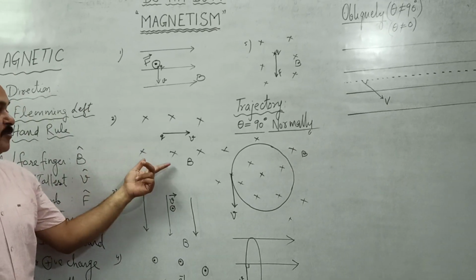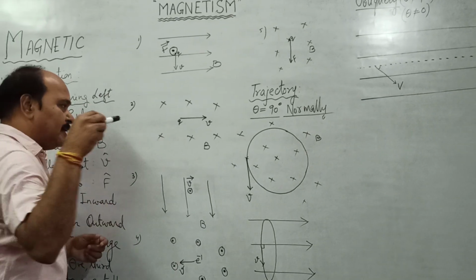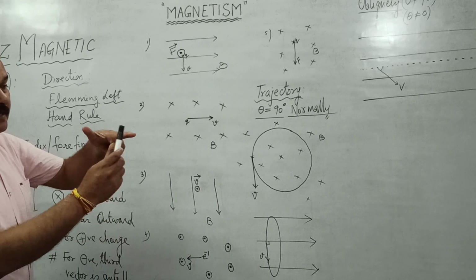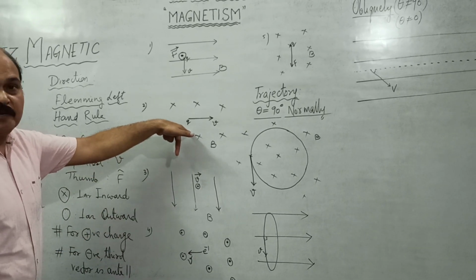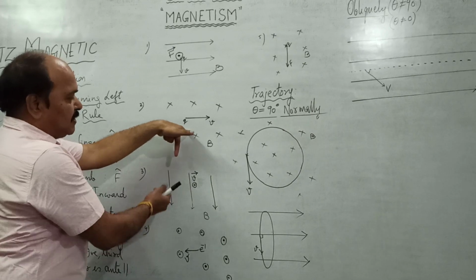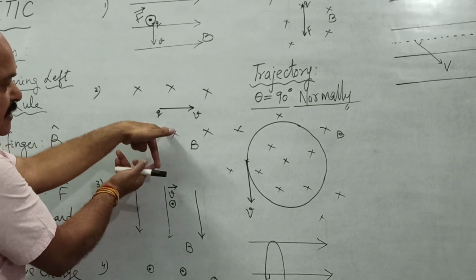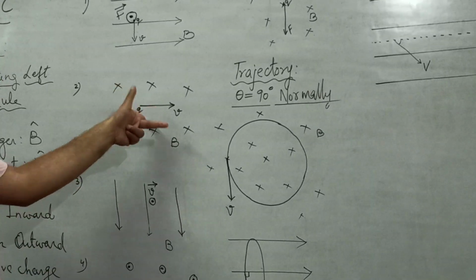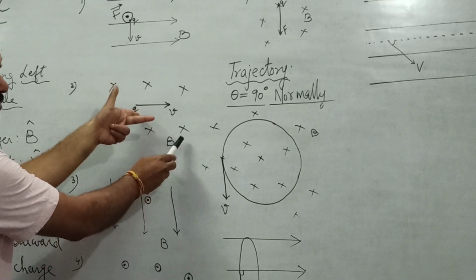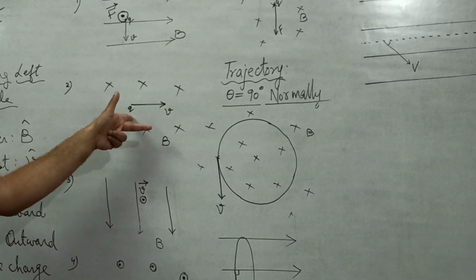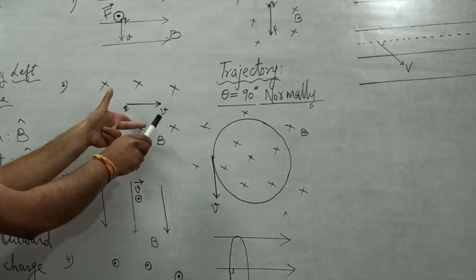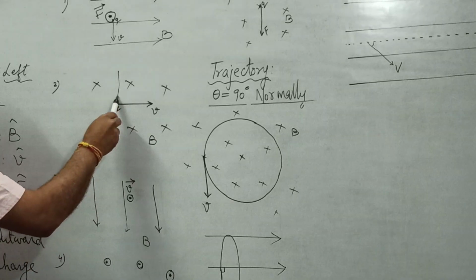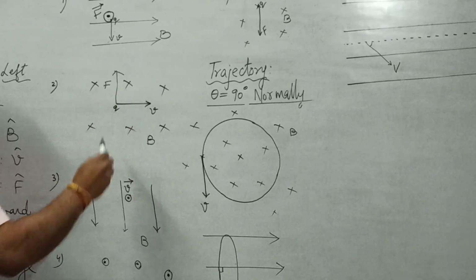Well, example number 2. In this example the magnetic field is like this, and there is velocity. Let us take the index finger along the magnetic field, which is perpendicular into the plane of the board, cross. Without changing the index finger direction, let us take the tallest finger along velocity. So where is the thumb pointing? The thumb is pointing in the upward direction in the diagram. This is the direction of force.